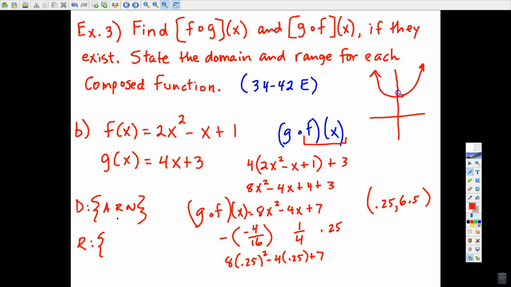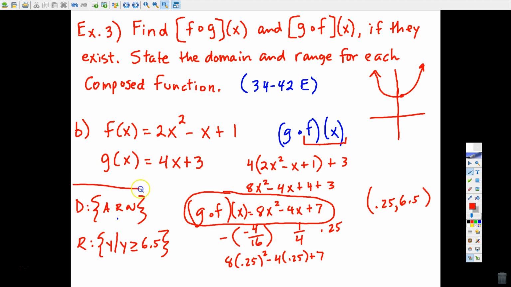All right, so again, the range is corresponding y-coordinates that would continue on forever along this parabola. And they would start at 6.5, and they would go up forever from there. So we would say the range is y such that y is greater than or equal to 6.5. So to finalize our answer here, this is the composite, and this is the domain and range.